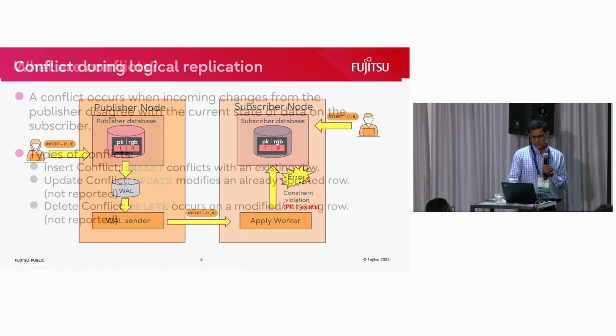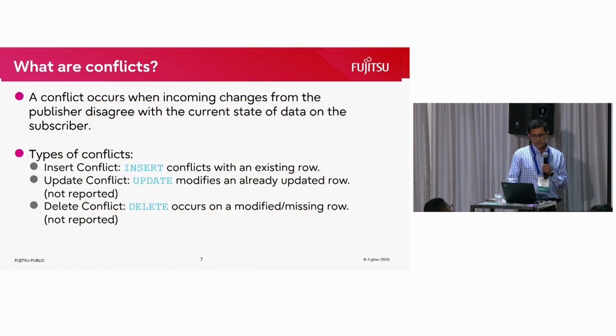A conflict is basically when an incoming change from the publisher disagrees with the current state of the data on the subscriber. Types of conflicts could be broadly categorized as conflicts during inserts, updates, or deletes. Currently on PG17, only insert conflicts are reported. How that's changing, I will talk about in upcoming slides.